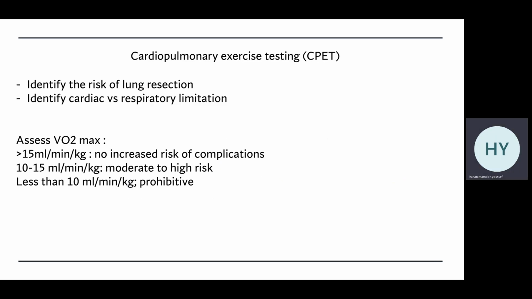If the patient fails, or we still need a more accurate and more invasive assessment of his cardiopulmonary exercise, we will go through cardiopulmonary exercise testing. It gives a plethora of data and information. It identifies whether the patient has a risk from lung resection: whether the patient's oxygen consumption allows the operation with a low risk, or the patient is categorized as moderate risk, or the patient cannot have the procedure because there's a very high risk of postoperative dyspnea. It also differentiates between cardiac and respiratory limitation.